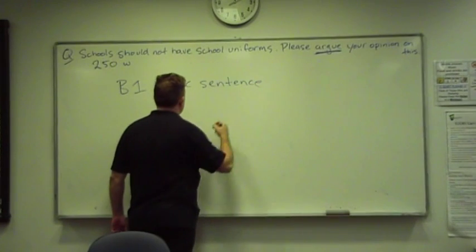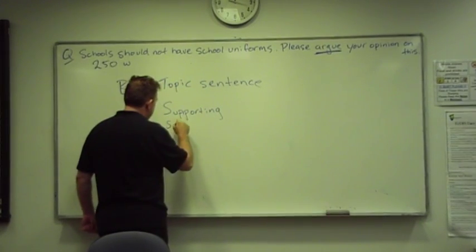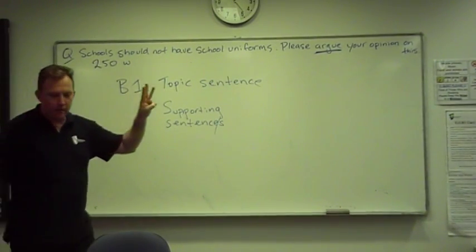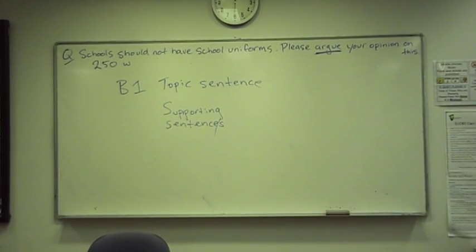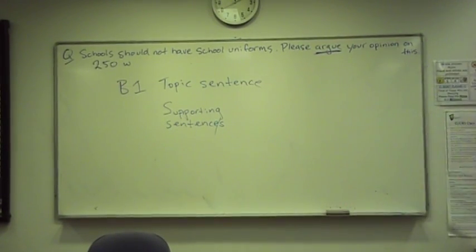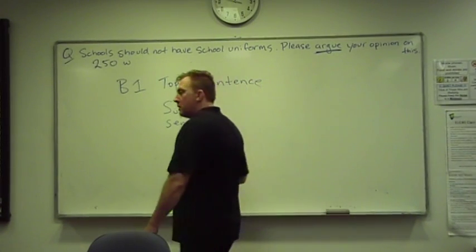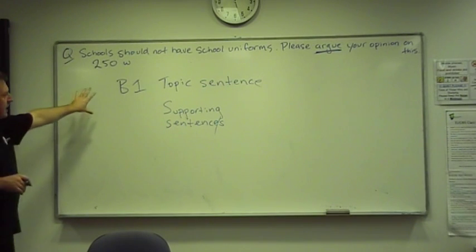Topic sentence. Supporting sentences. We talked about the three parts of a body paragraph. It's all there. What did I say about concluding sentences? Do you remember? Concluding sentences. They're optional. You don't really need them. Okay? A concluding sentence, you don't really need. So really these are the two main parts.